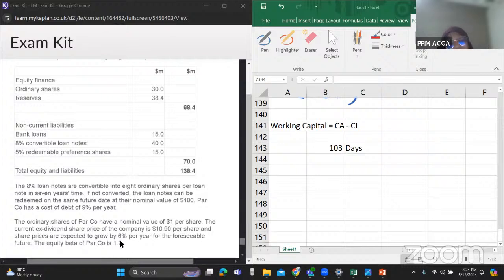And share prices are expected to grow by 6% per year for the foreseeable future. The equity beta of Power Company is 1.2. So they are giving you the equity beta as well.